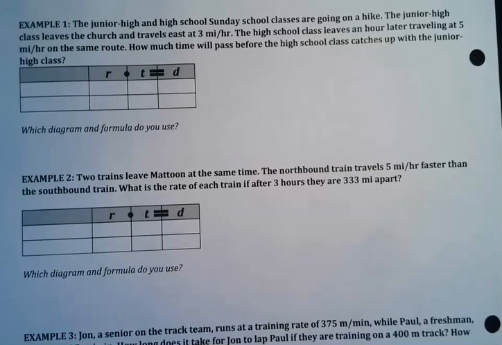Sometimes they're traveling the same way, like here, the high school class, they're taking the same path, they just left later. Example 2. 2 trains leave Mattoon at the same time. The northbound train travels 5 miles per hour faster than the southbound train. So we're headed 2 different directions.